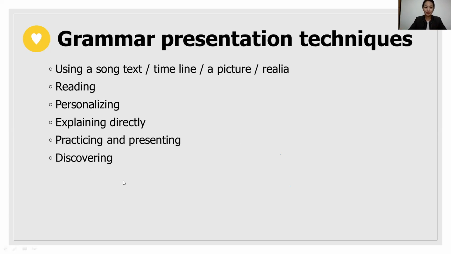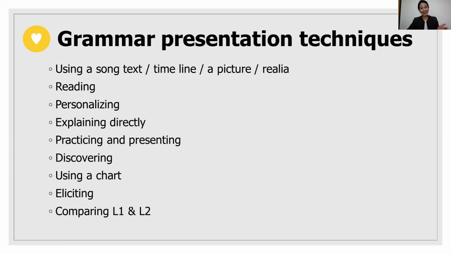Very good. And discovering, they realize what the grammar rule is. Using a chart like a survey and eliciting from your students, while they're talking, they realize what the grammar rule is. And comparing first language and second language. Maybe you use this comparing especially for very difficult grammar concepts, to build some concepts in their brain to help your students understand.